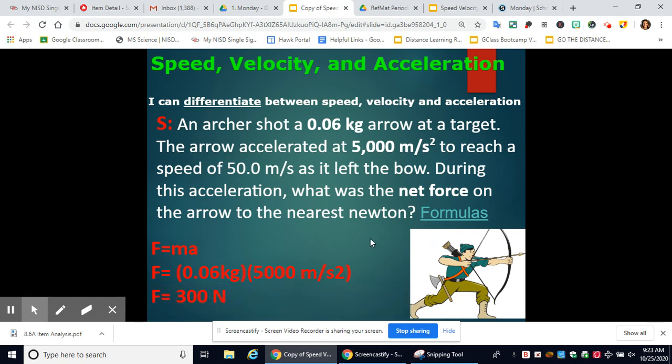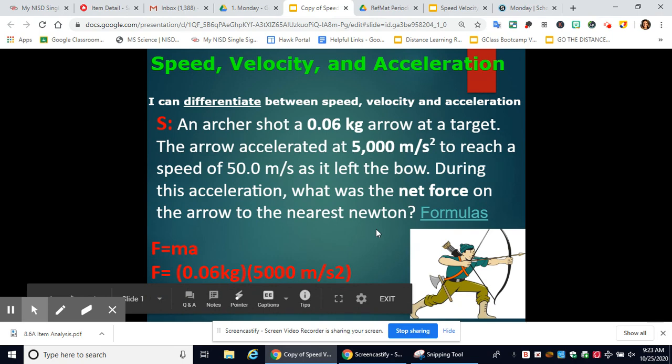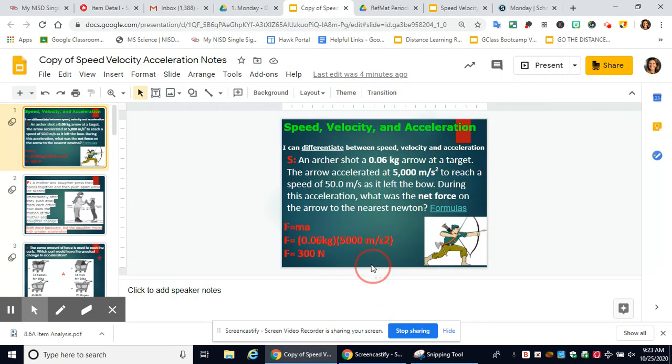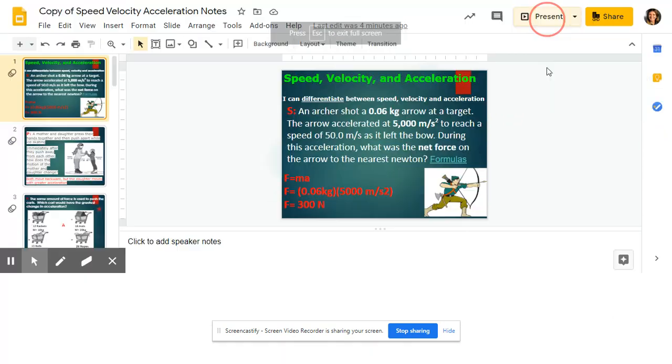When you multiply those two numbers, mass and acceleration, your net force equals 300 newtons.